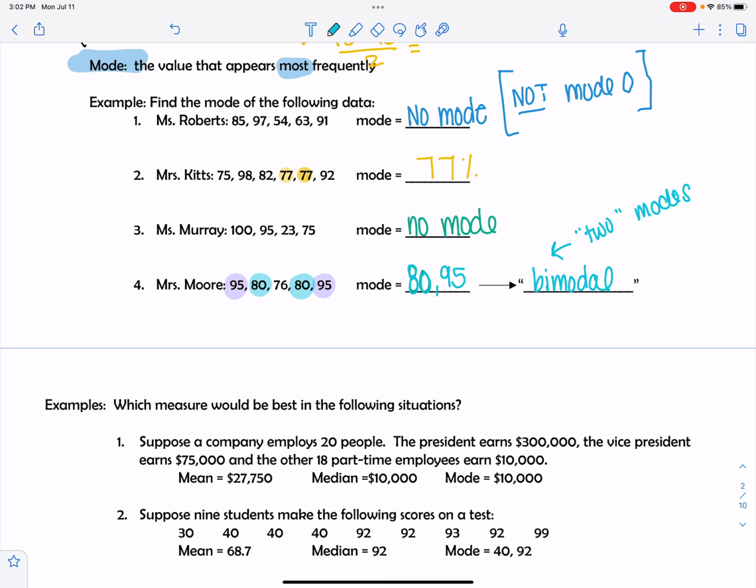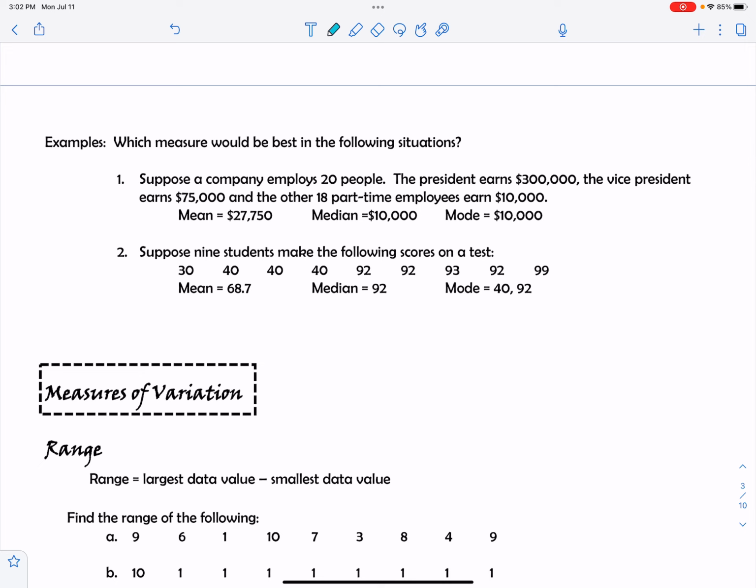All right, let's look at some examples using mean, median, and mode. So here is our first example. Suppose a company employs 20 people. The president earns $300,000, the vice president earns $75,000, and the other 18 part-time employees earn $10,000. Which measure would be best for the following situations? So which measure, mean, median, or mode, would take a best picture of where most of the employees stand?